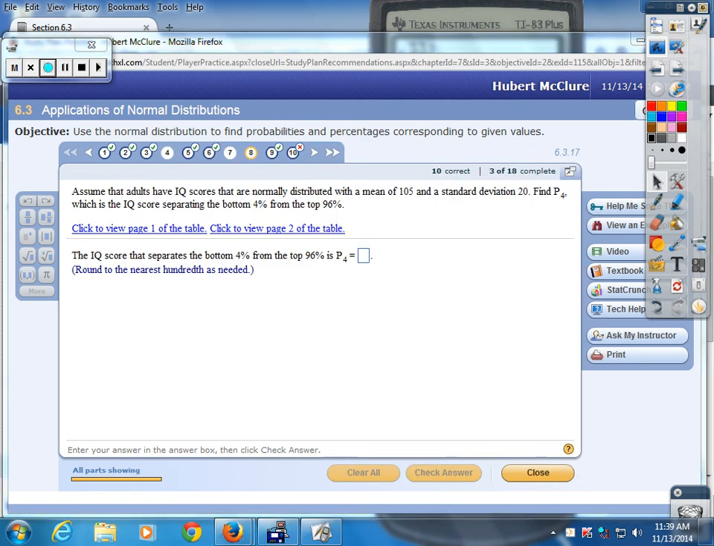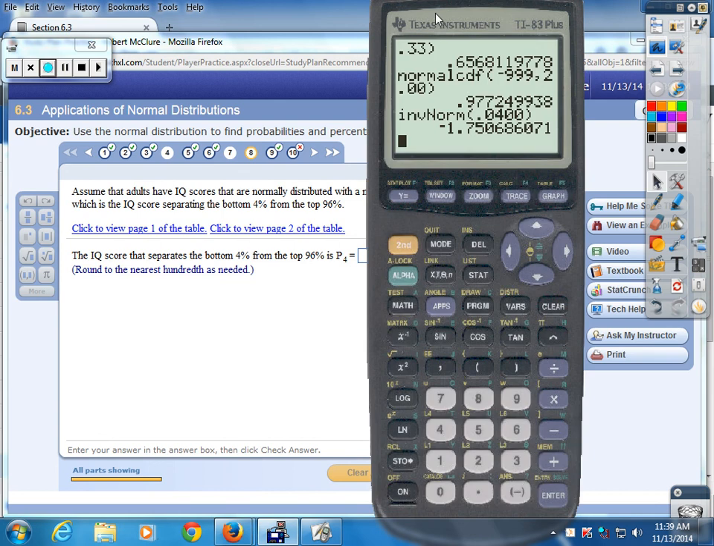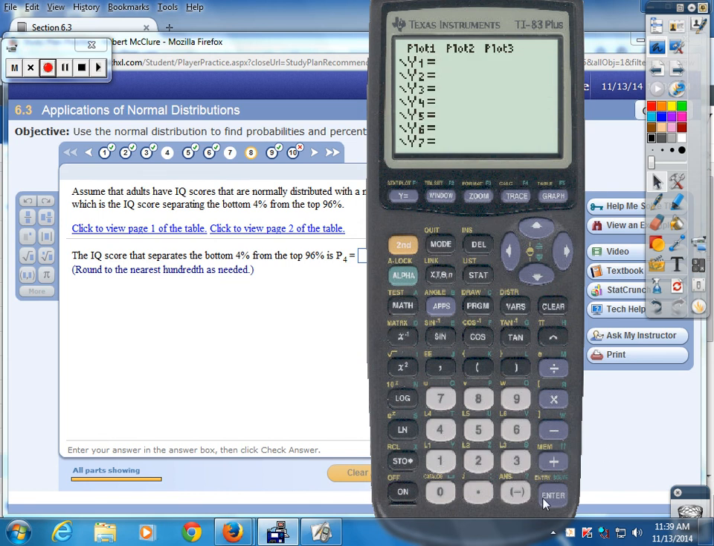Now, the good thing about the calculator is it doesn't read from the left. So you can just type in 0.96. You got to. So hit inverse norm.